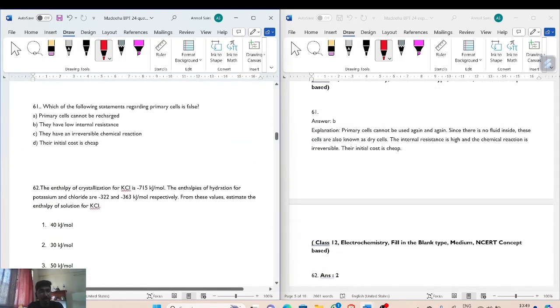Now question number 61. Which of the following statements regarding primary cell is false? Primary cell cannot be recharged. So this statement is true, we cannot recharge the primary cell. They have lower internal resistance. This statement is false because primary cells have high internal resistance.